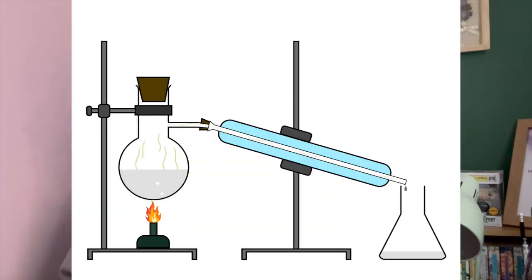This process in chemistry we would call distillation. You are heating it and you are allowing the two liquids, the salt water and the fresh water, to separate based on their different boiling point.